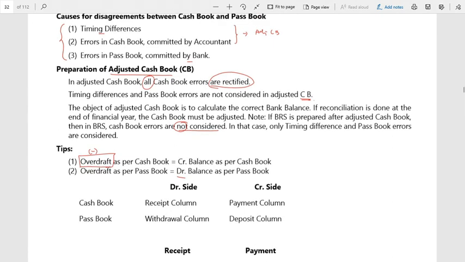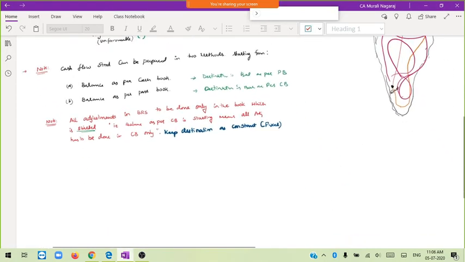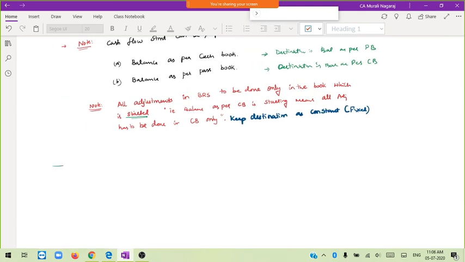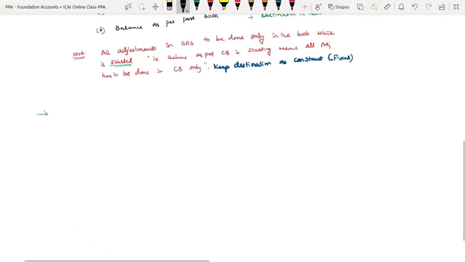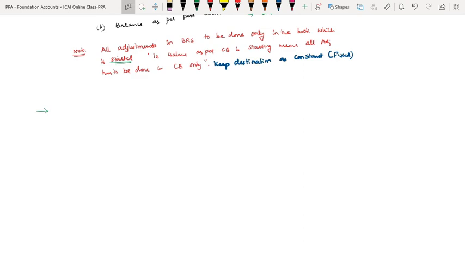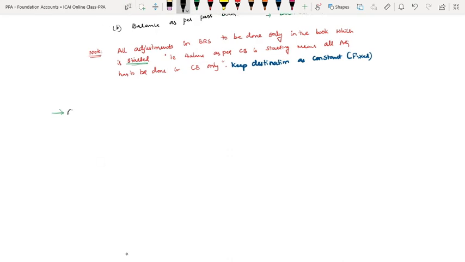For the adjusted cash book, let us take the note. Then let us come back to the theory. So one more point: adjusted cash book. In your theory note, write down adjusted cash book. Yeah, write down.